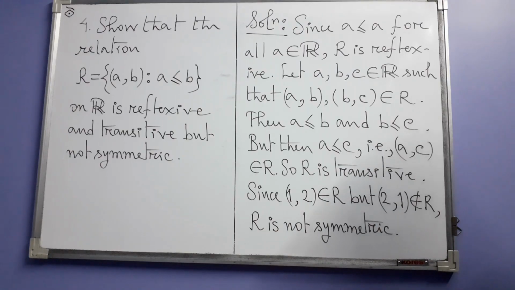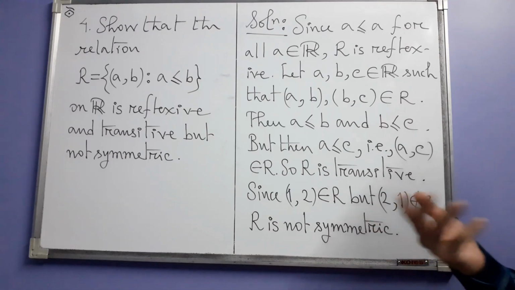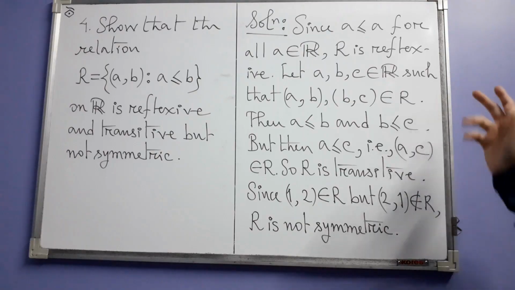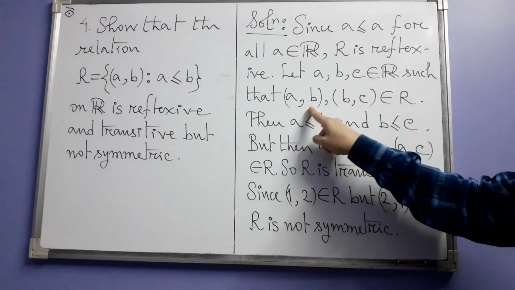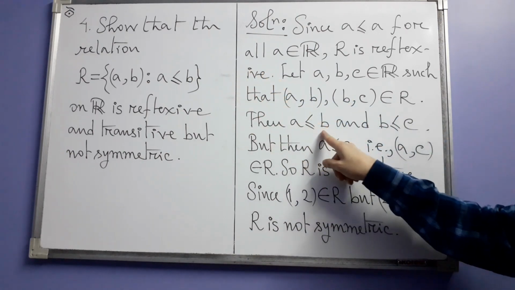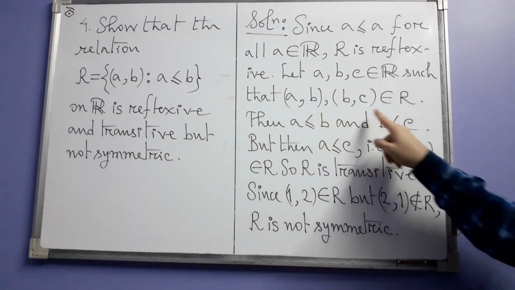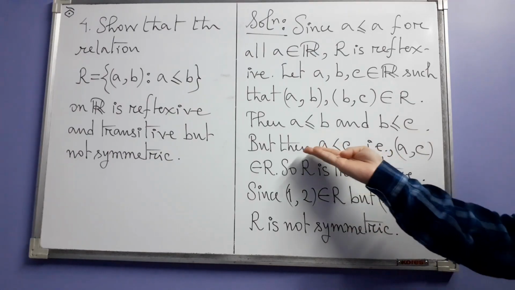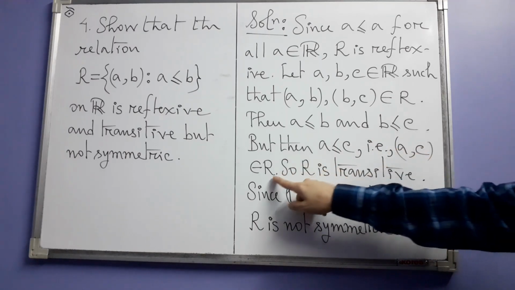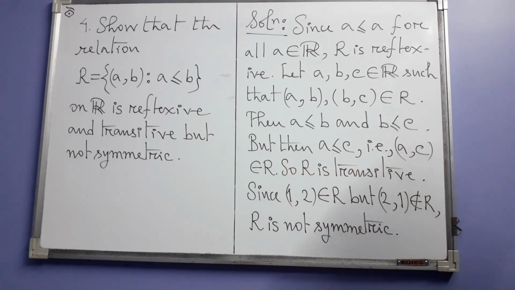Next we go for transitivity because it is being claimed that it is transitive. So we take 3 elements in R, not necessarily distinct. 2 of them may be the same, or in fact all of them may also be the same. But anyway, such that (a,b) and (b,c) both belong to R. So by the definition that means a is less than or equal to b and b is less than or equal to c. But then we know that in such a condition a is less than or equal to c. So (a,c) belongs to R, and that is why R is transitive.